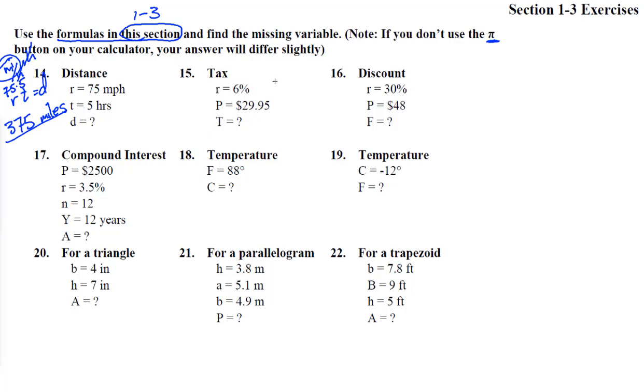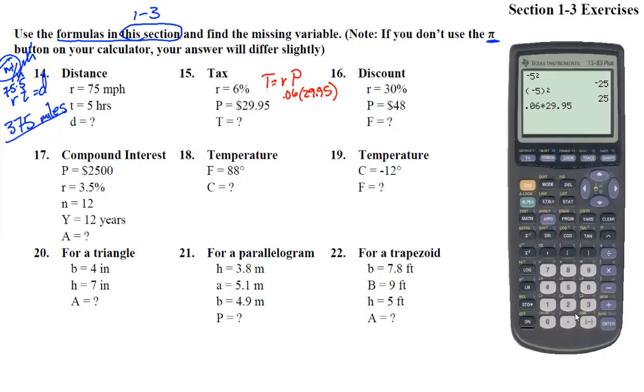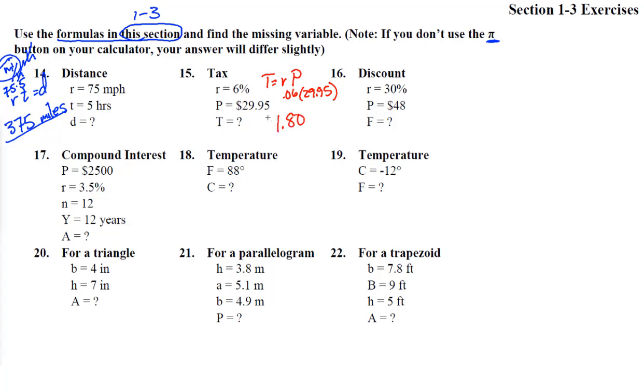This one was simply tax equals the rate times the original price. So we're going to take 0.06 times 29.95, and this is in dollars. So let's pull out our calculator and say 6% times 29.95, enter, and we get 1.797, 1.80 if we round to the nearest cent.